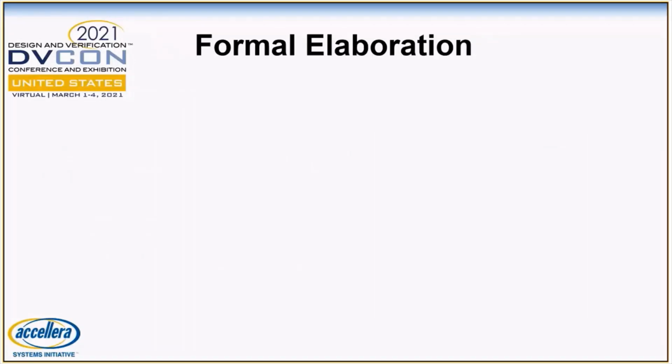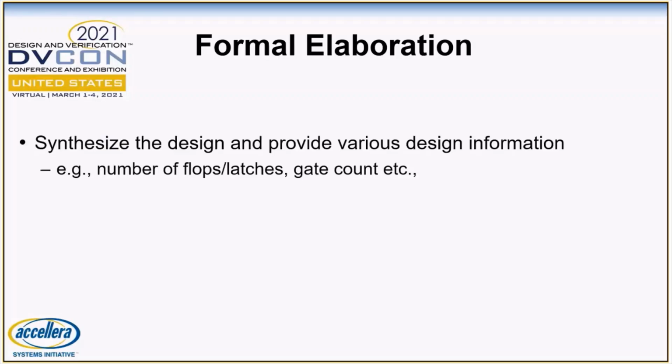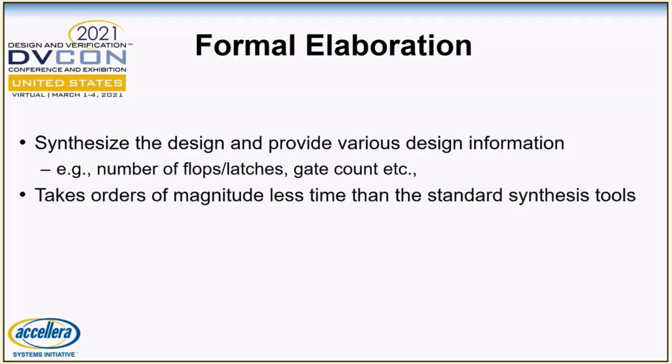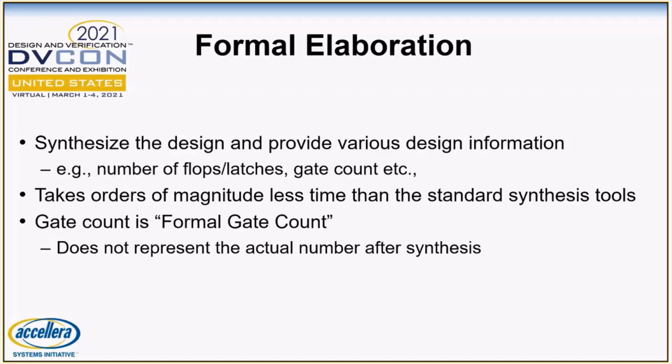Let's discuss the first technique, formal elaboration. Formal tools have the capability of synthesizing the design and provide various design information such as gate count, flop count, latch count, etc. during the elaboration of the design. In addition, the formal elaboration takes orders of magnitude less time than the standard synthesis tools. Now keep in mind that the gate count reported by formal tools does not represent the actual gate count after synthesis.